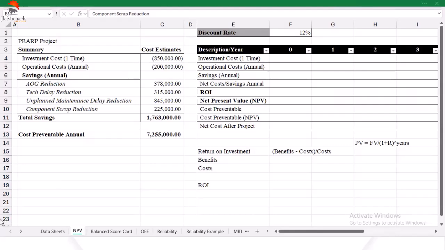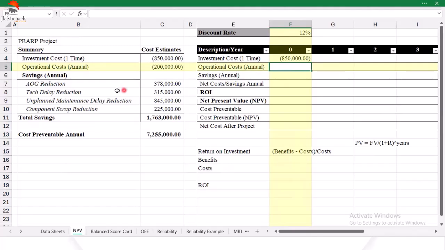Now, let's run through our summaries again, right? The PROARP project, the summary cost estimate. Our initial investment cost is going to be one time, and it will take 850,000 US dollars. This is going to be incurred in year 0. So put 850,000 US dollars.